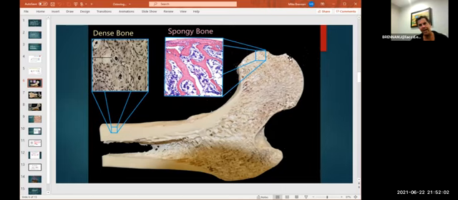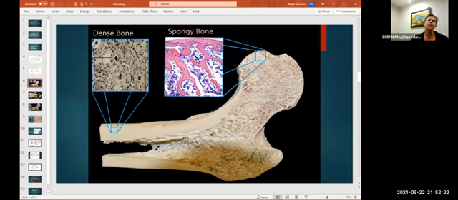But this is what we would call the proximal end of a femur. We have the dense bone tissue right here. This is a real bone that's been sawed in half and is sitting in a display case. So you have the dense bone tissue here, and then the spongy bone tissue here.